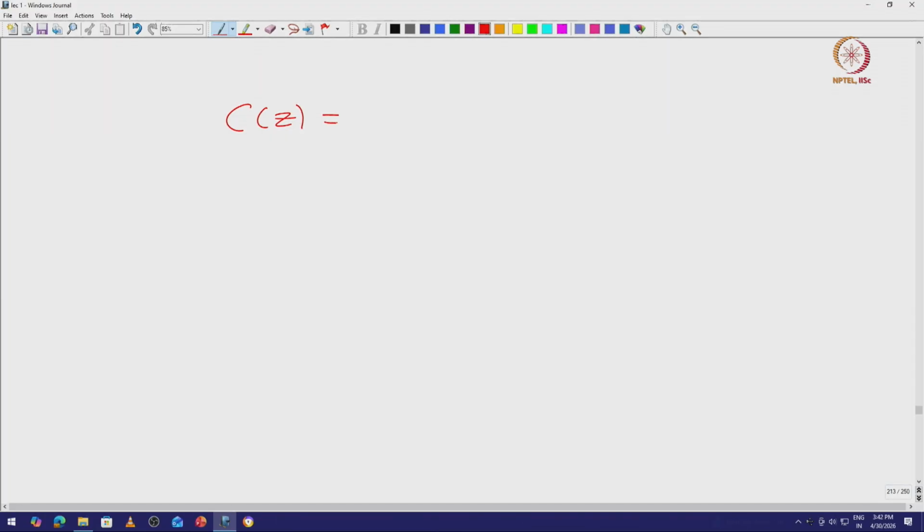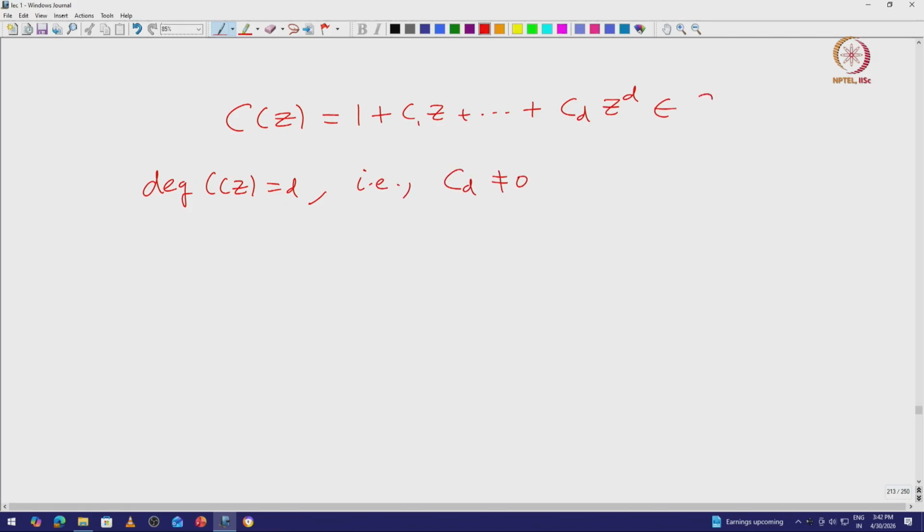So, let us start with a polynomial of the form C of z, which is given to be 1 plus c_1 z plus etcetera plus c_d z^d. So, we will be having a very special type of polynomial whose constant coefficient is 1, and we assume that the degree of this polynomial is exactly d. That means this c_d is indeed non-zero. So, this is a polynomial over complex numbers.